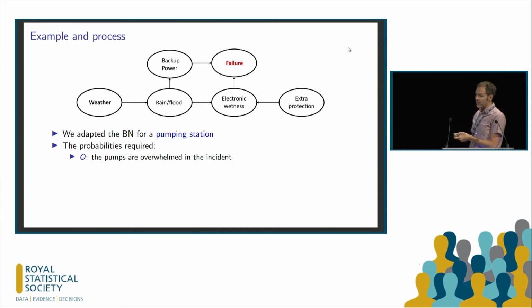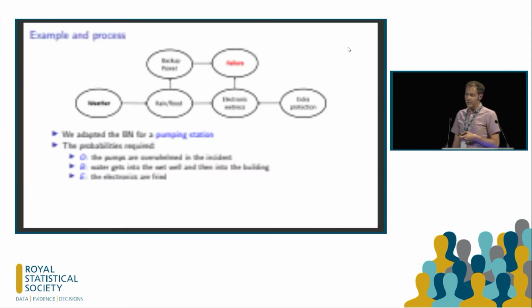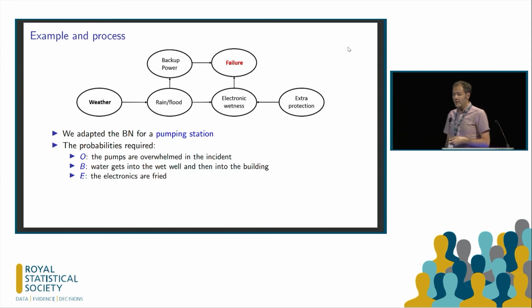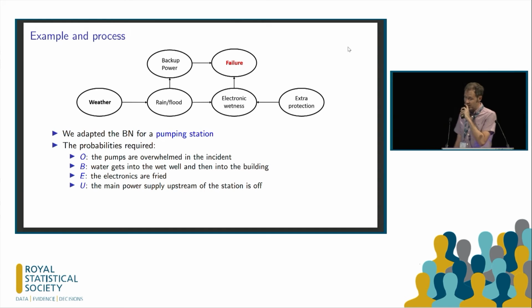So the probabilities we need to elicit, well, first of all, that the pumps in the pumping station were overwhelmed, so the water's coming in faster than they can pump it out. Then the probability that water got into the wet well and then into the building, given that the pumps were overwhelmed. And then the probability that there was an electrical fire, given that water had got into the building. So this was the primary failure mode of this water pumping station.